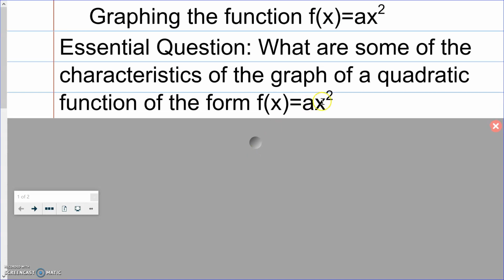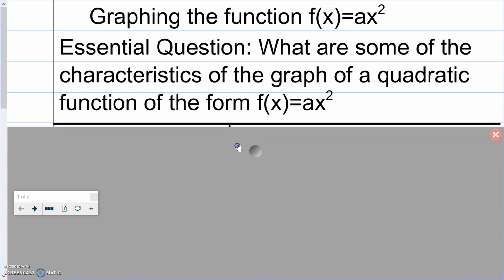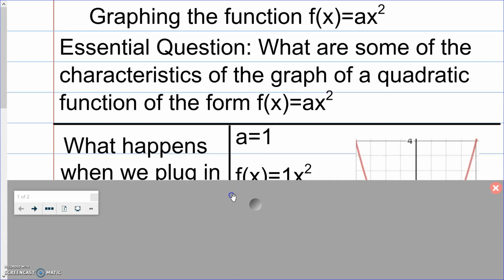We are wondering, what are some of the characteristics of the graph of a quadratic function of the form f of x equals ax squared? Remember, f of x is in place of y. That means the function of x. So we want to know what happens when we plug in values for a.